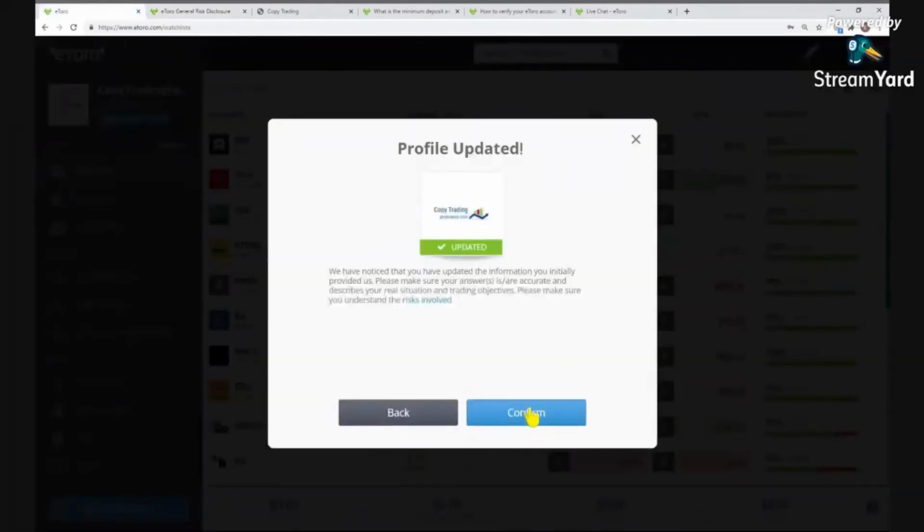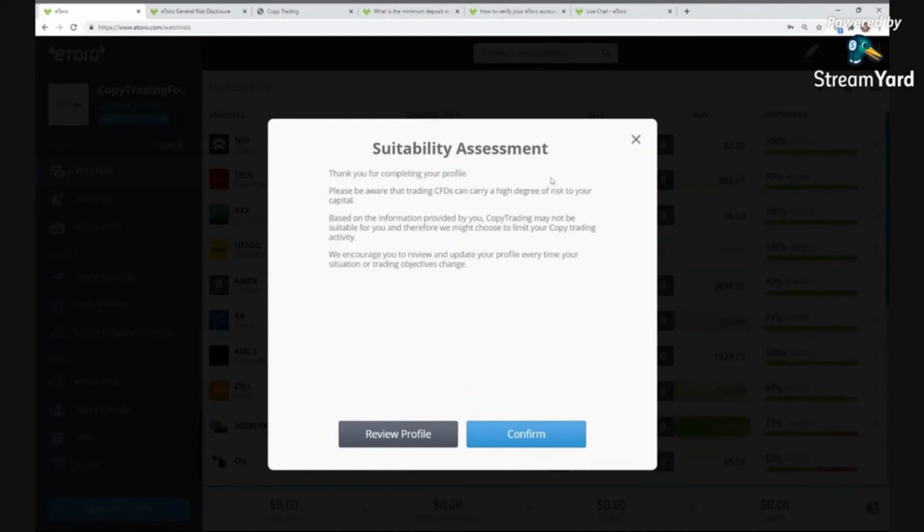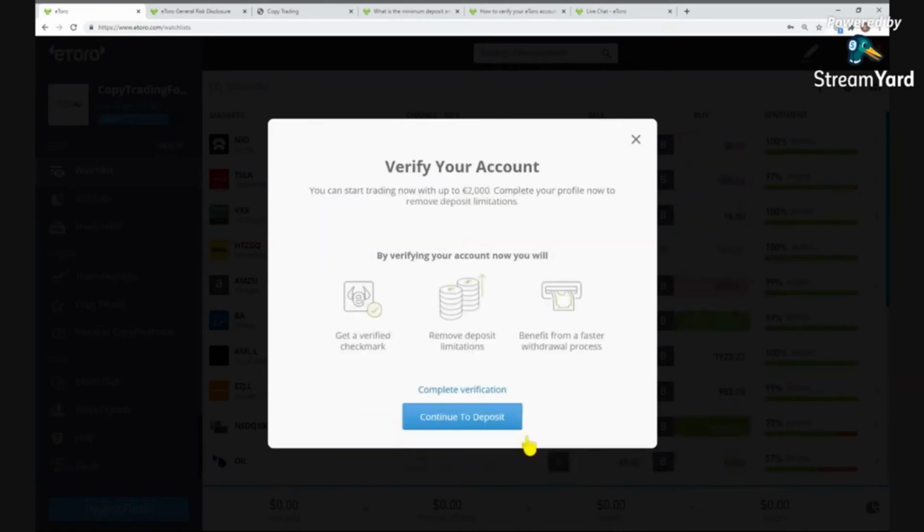And I click confirm. Okay, thank you for completing your profile. Please be aware that CFD carries a high risk to your capital, etc. So CFDs and using leverage is how a lot of people lose money, but I don't use leverage. Okay, so next is complete verification.